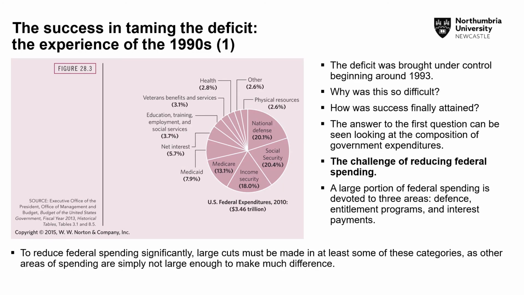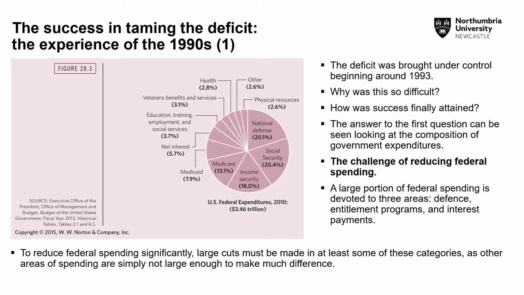So how was the budget brought under control? Well, specifically, how was the budget deficit brought under control in the 90s? And this began around 1993. It wasn't easy, it was difficult, but there was some success in achieving this. Well, first of all, what we need to do is look at the composition of government expenditures. So the budget has a specific composition.